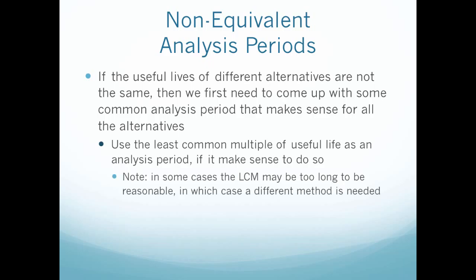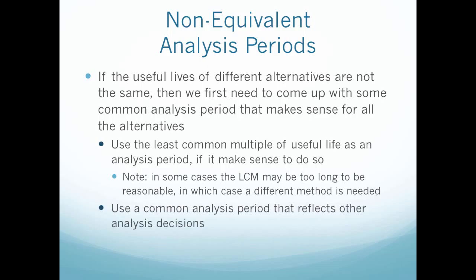So be careful, in some cases the least common multiple might be too long to be reasonable, in which case you'd want to use a different method to find a common analysis period that works for both. So basically you want to use a common analysis period that reflects other analysis decisions.